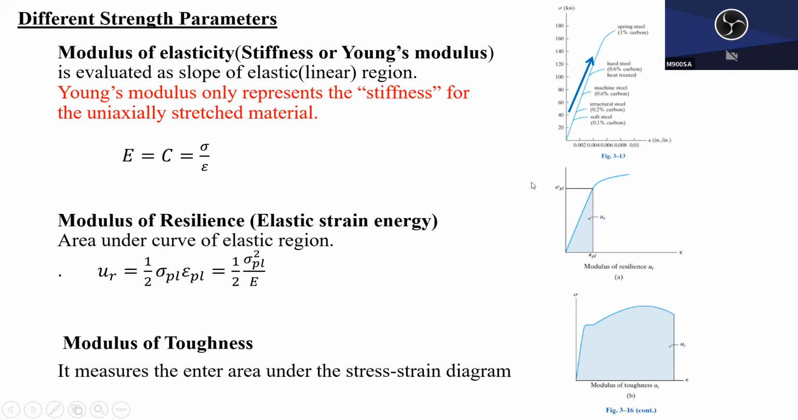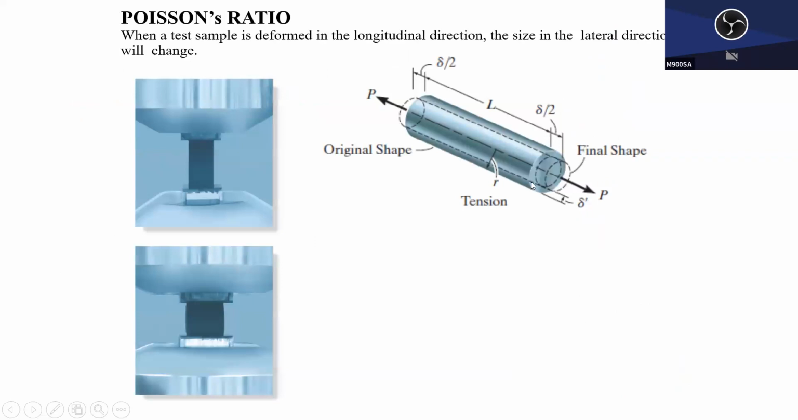If you are considering the failure of the object, then you would like to measure the modulus of toughness. That comes from measuring the stress-strain relationship over the entire process, so you measure the entire area. This will be much bigger than this, which means this material can absorb much more energy, so it is much tougher.